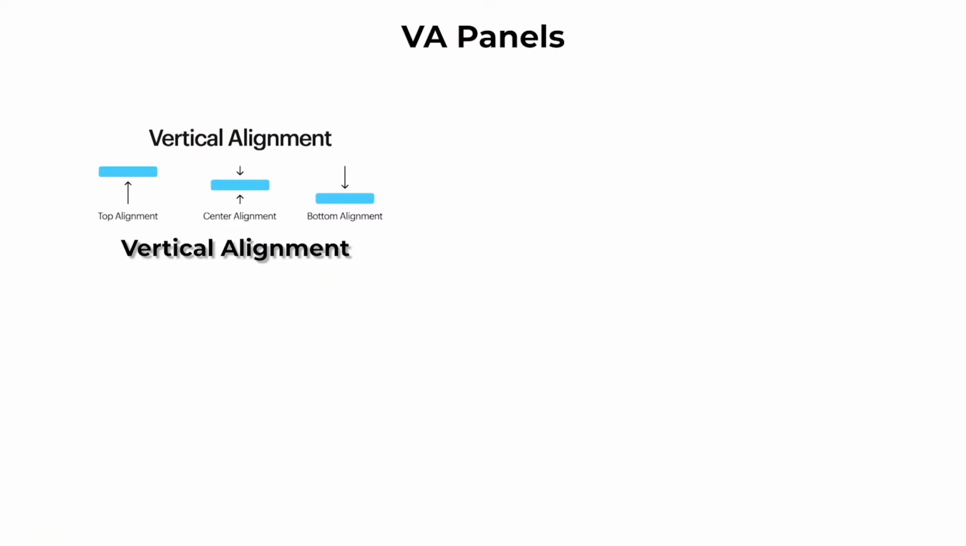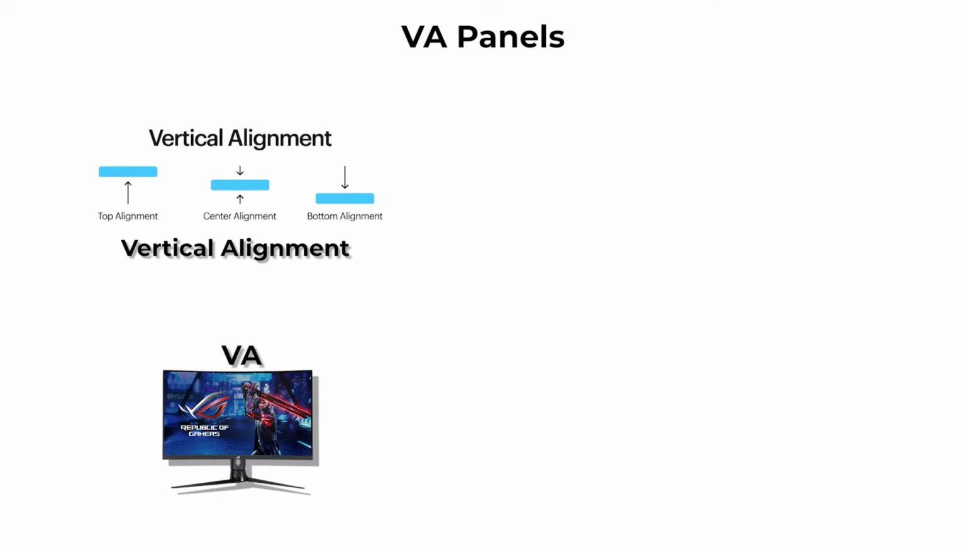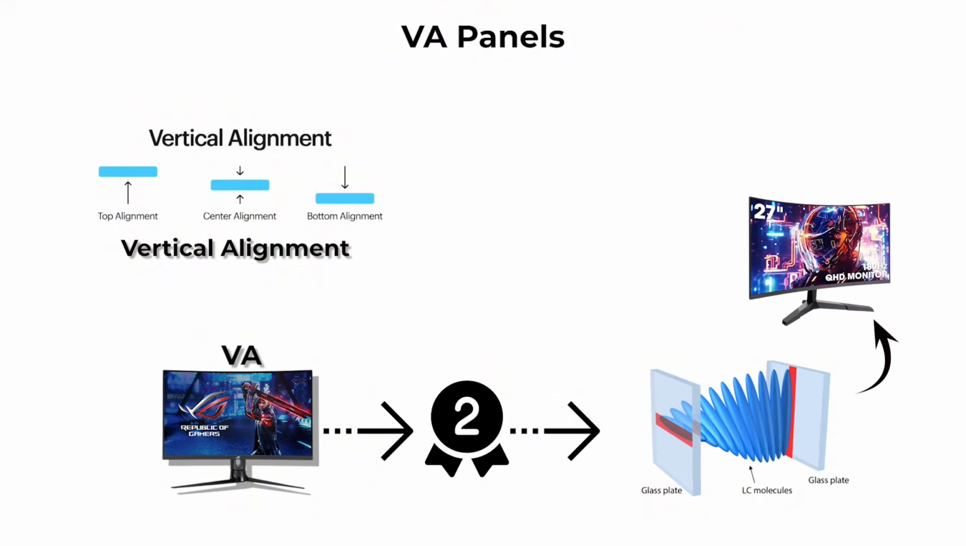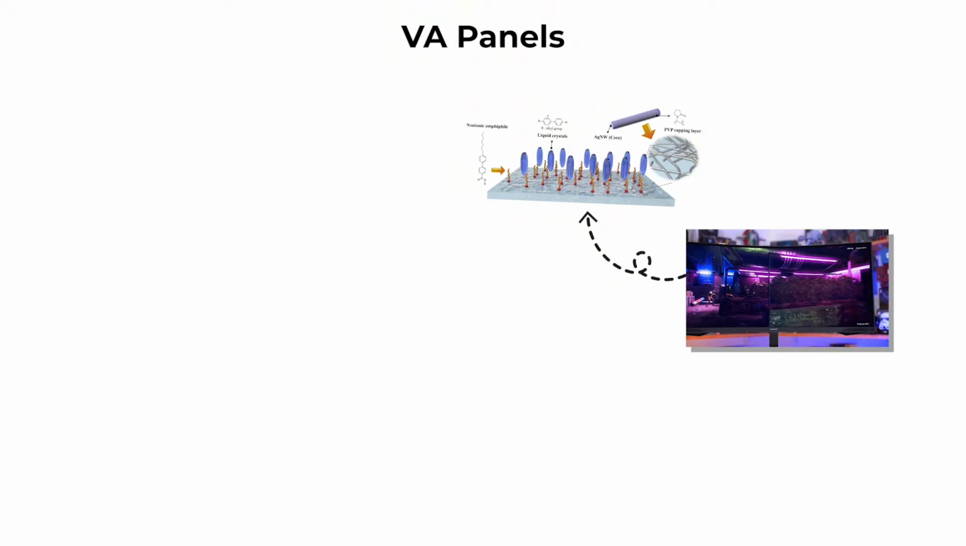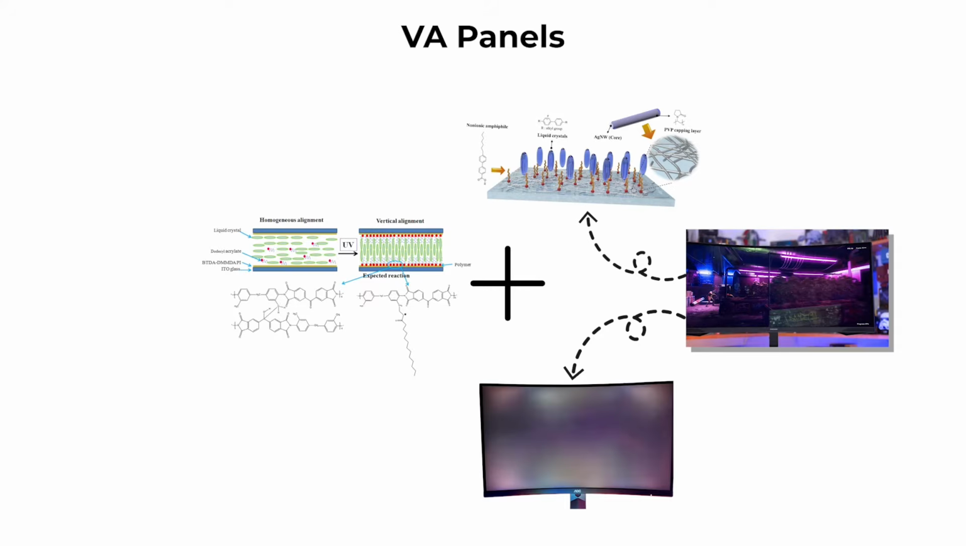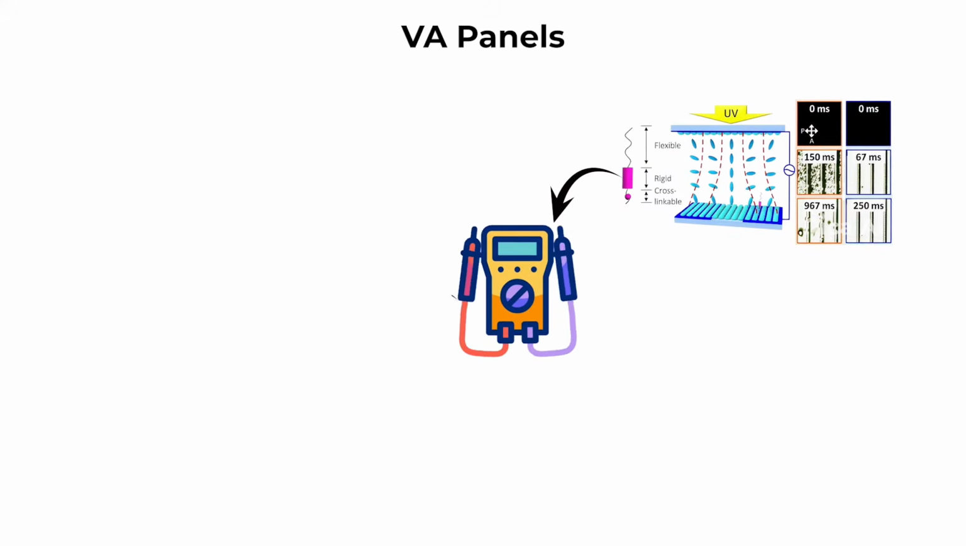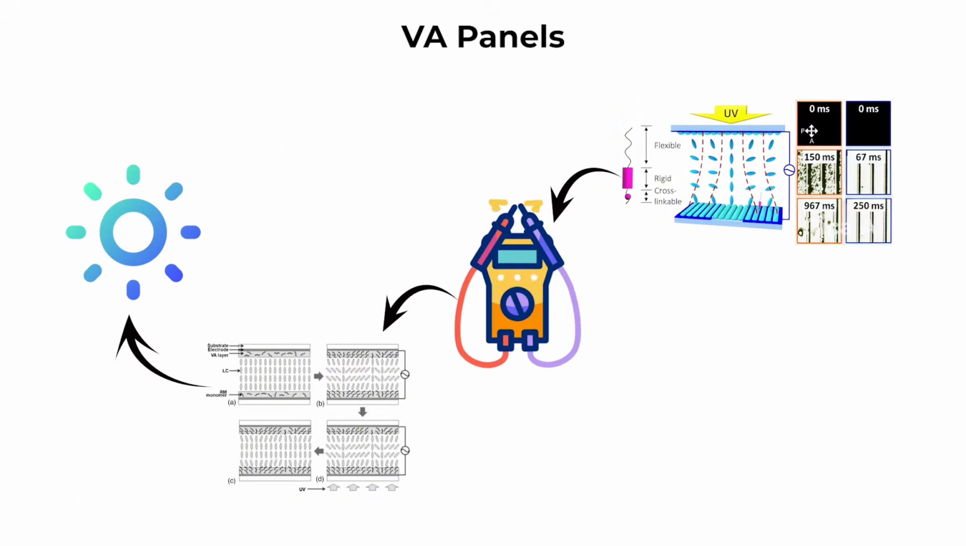VA panels. Vertical alignment, or VA, is the second major liquid crystal display panel technology. Unlike TN, where the crystals twist, VA panels align their liquid crystals vertically when no voltage is applied. When voltage is added, the crystals tilt to let light through.